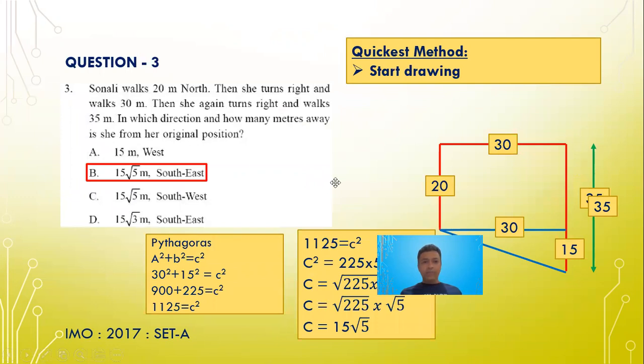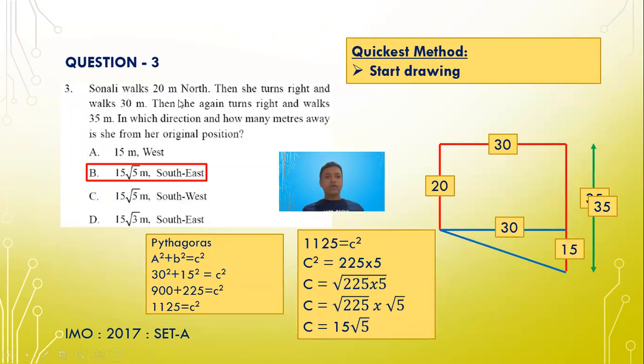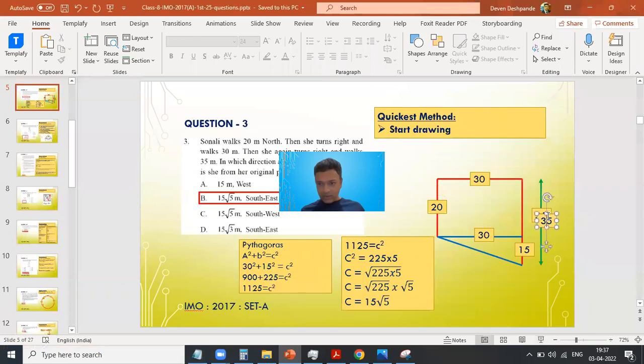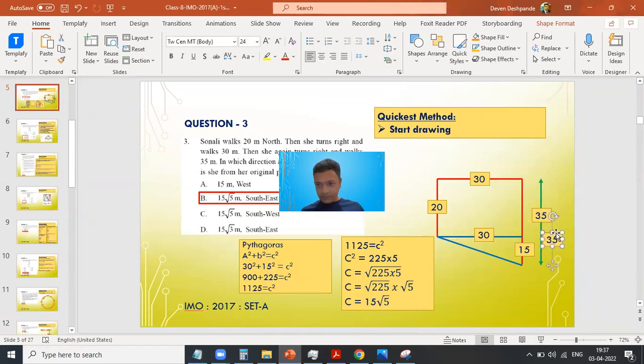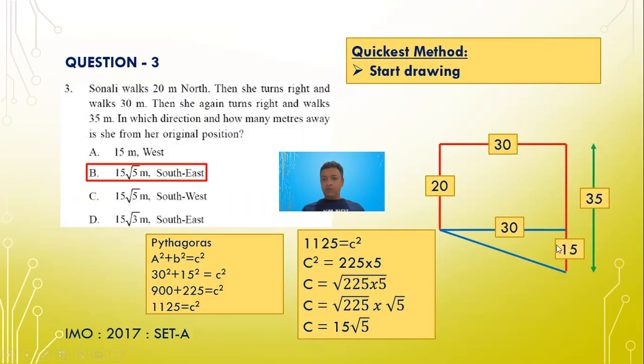Okay, next one. Sonali walks 20 meters north. Then she turns right and walks 30 meters. So we'll say that this is the starting point of Sonali. She walks 20 meters north. Then she turns right and walks 30 meters. Then again she turns right and walks 35 meters. So this whole distance is 35. She walks right 35 meters.